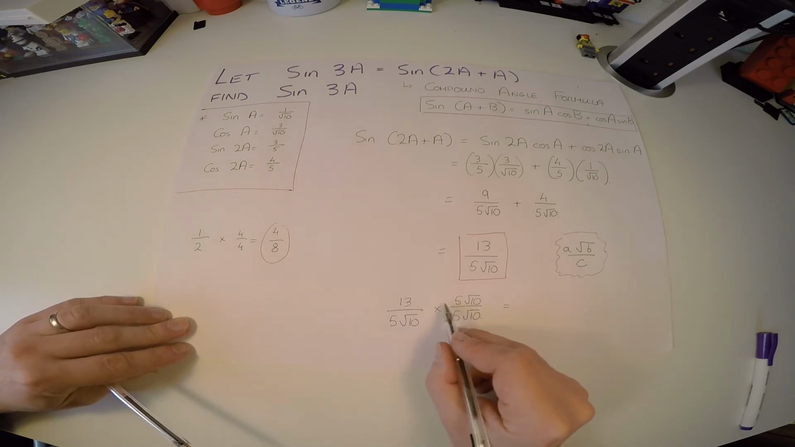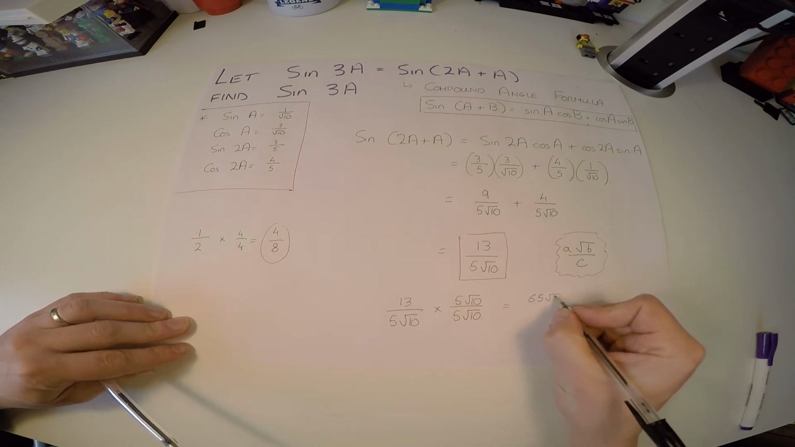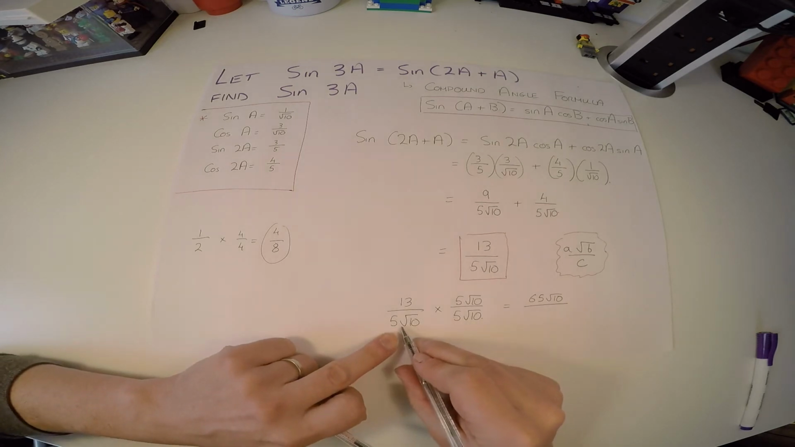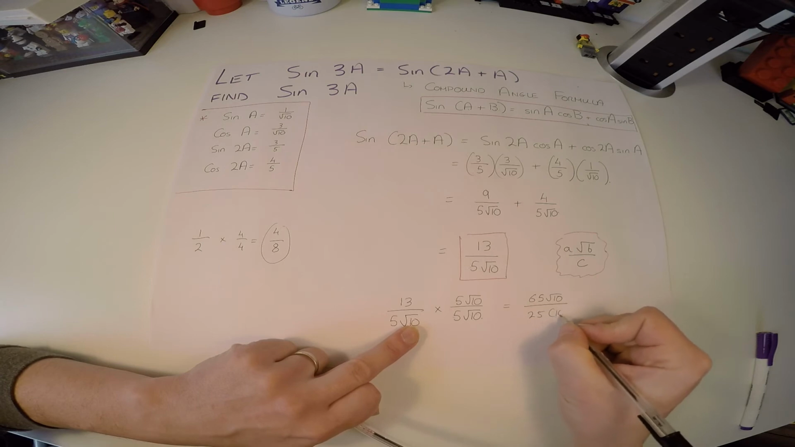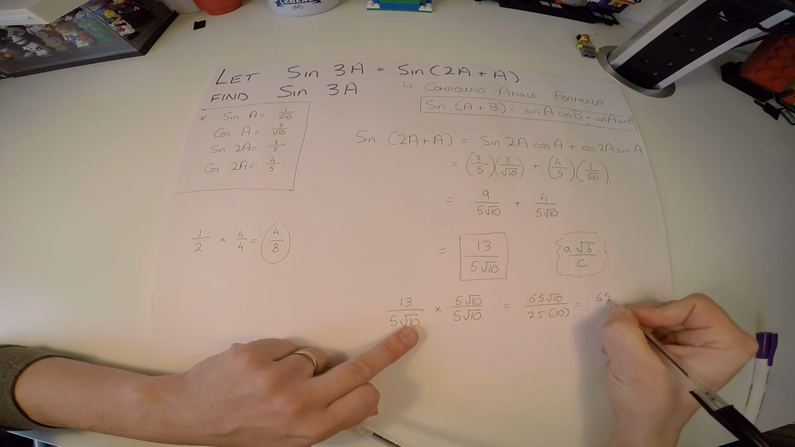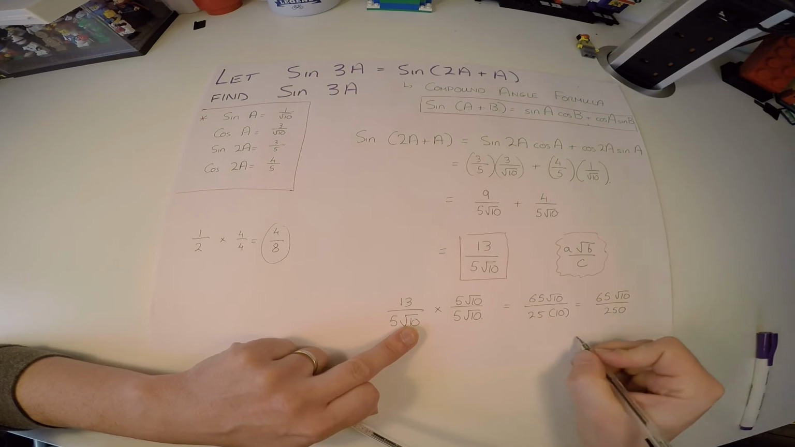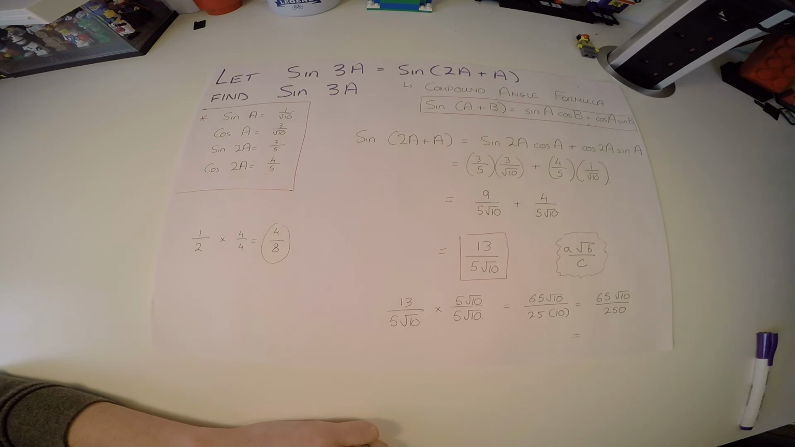So 5 times 13, that's 65, and that's root 10 on the top. And of course on the bottom now we have this stuff. So that's 5 by 5 is 25. Root 10 by root 10 is just a regular 10. So we get 65 root 10 over what looks to be 250. And we can cancel down this some bit. Obviously 5 goes into both of them.